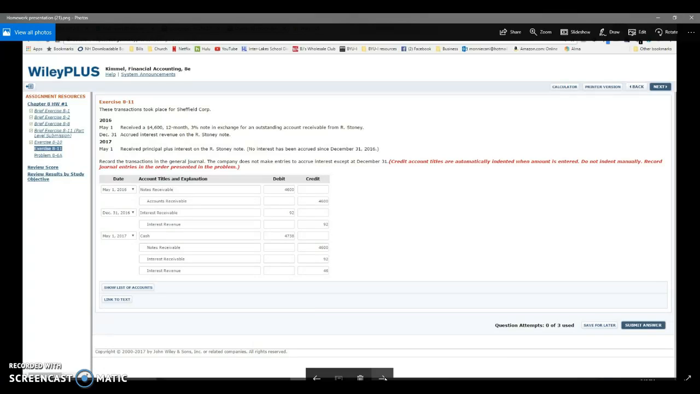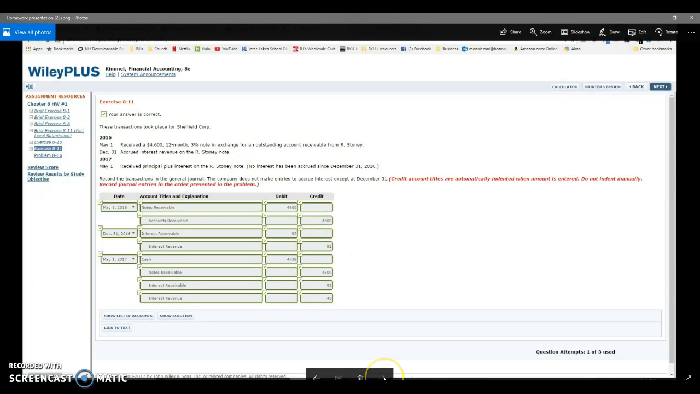And remember, crediting a revenue account increases that amount. So basically what we have is the $92 of interest revenue and then the $46 of interest revenue. If you add those up, plus the note receivable, you end up with the cash that we received. And it was all correct, so that's good.